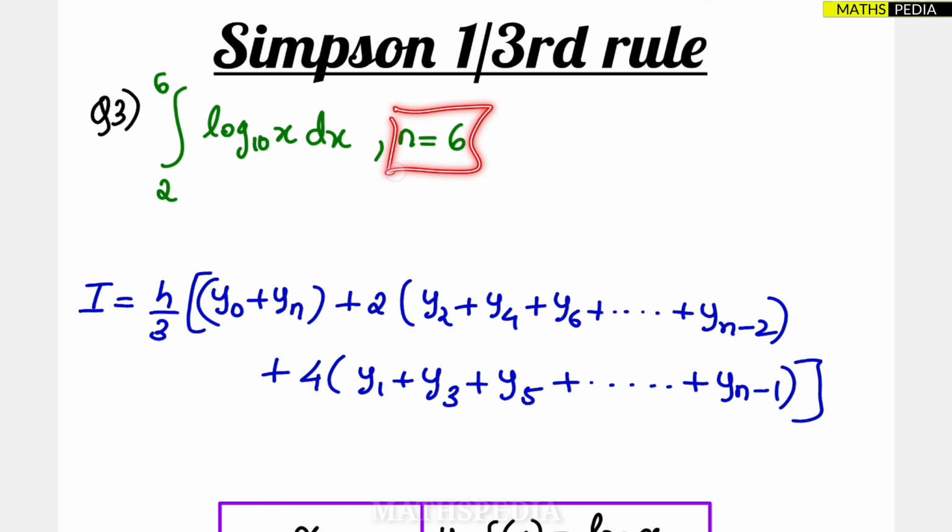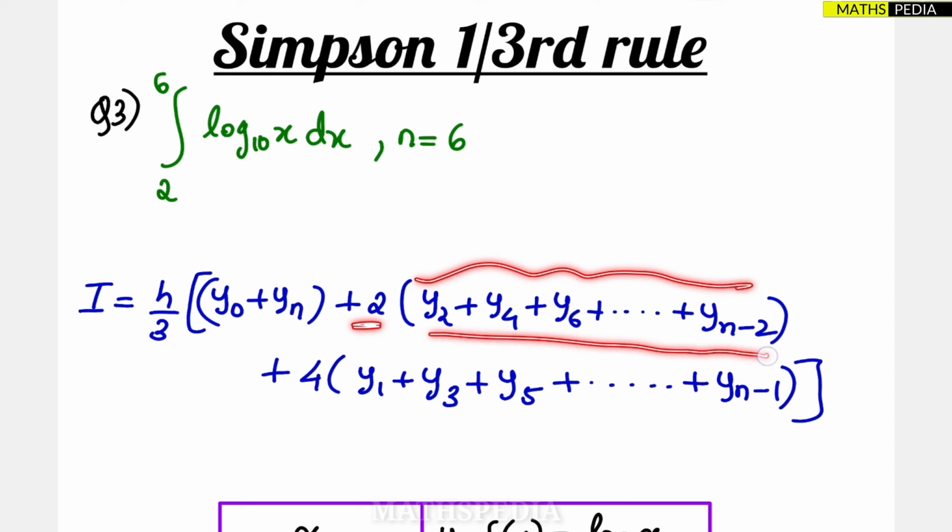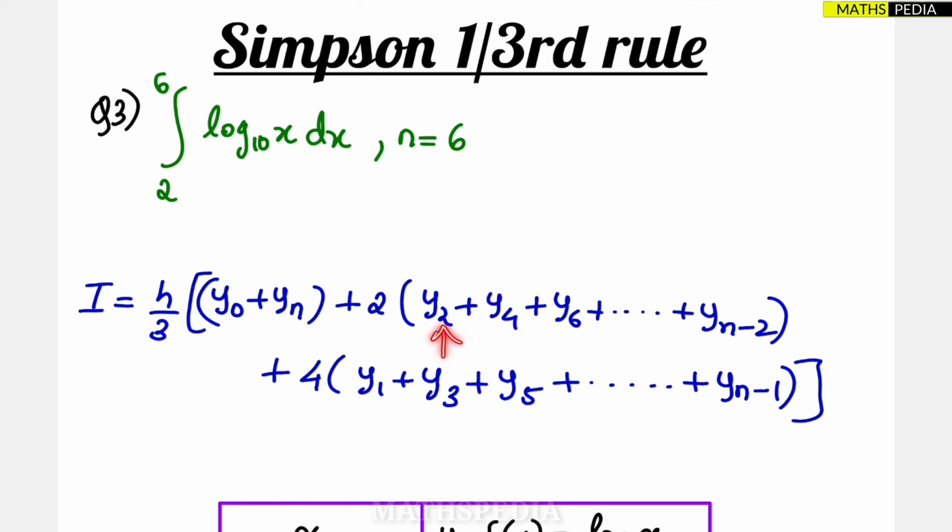The number of intervals is already given in the question: n is equal to 6. That means we have to consider that one only. Formula-wise, we already discussed h by 3. You remember that one-third means 1 by 3 into h, then the first term plus the last term, plus 2 times the multiples of 2 terms, y2, y4, y6 and so on, plus 4 times all the rest of the terms, whatever the rest are, that you have to include here.